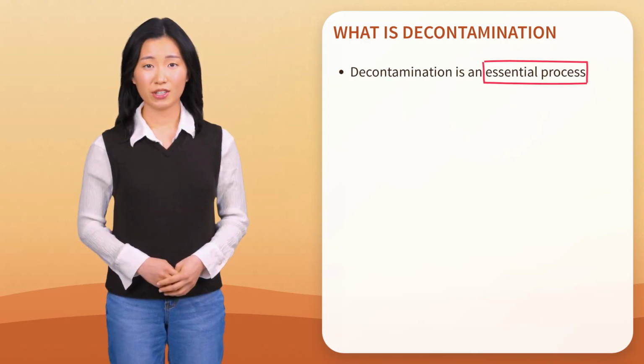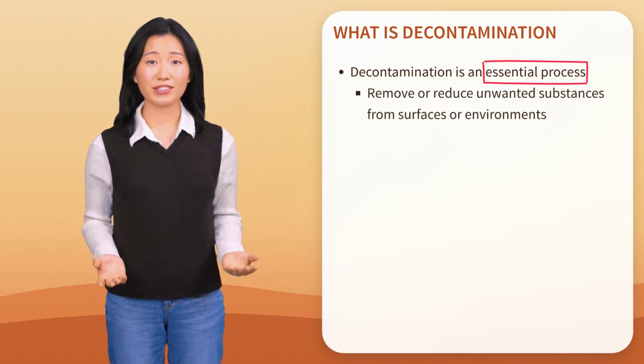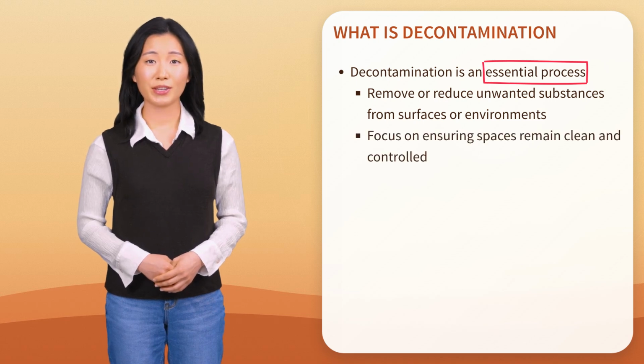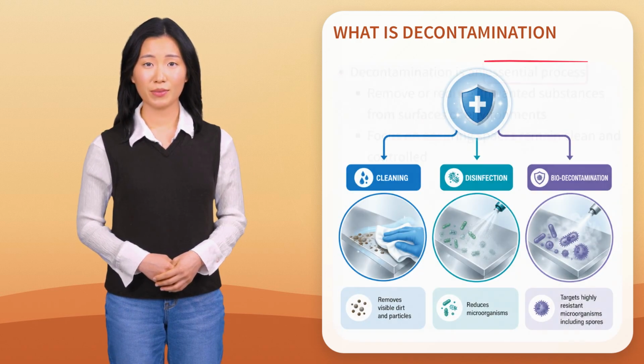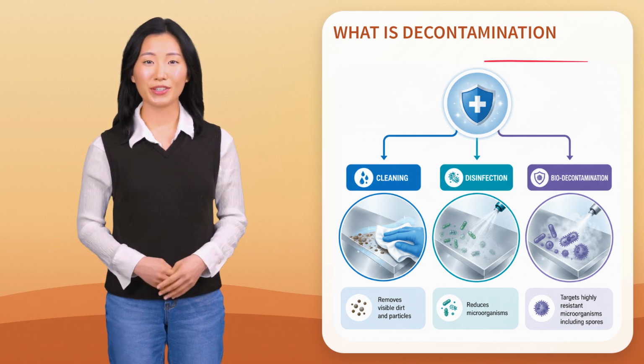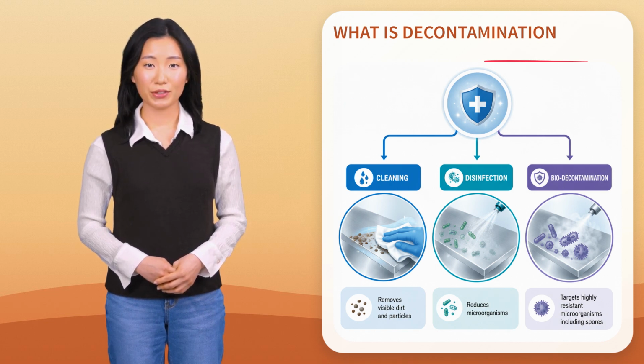Decontamination is an essential process used to remove or reduce unwanted substances from surfaces or environments. It focuses on ensuring spaces remain clean and controlled. This process combines cleaning and disinfection, depending on what needs to be achieved. Cleaning typically eliminates visible dirt or particles, while disinfection targets microorganisms, reducing them to safer levels.